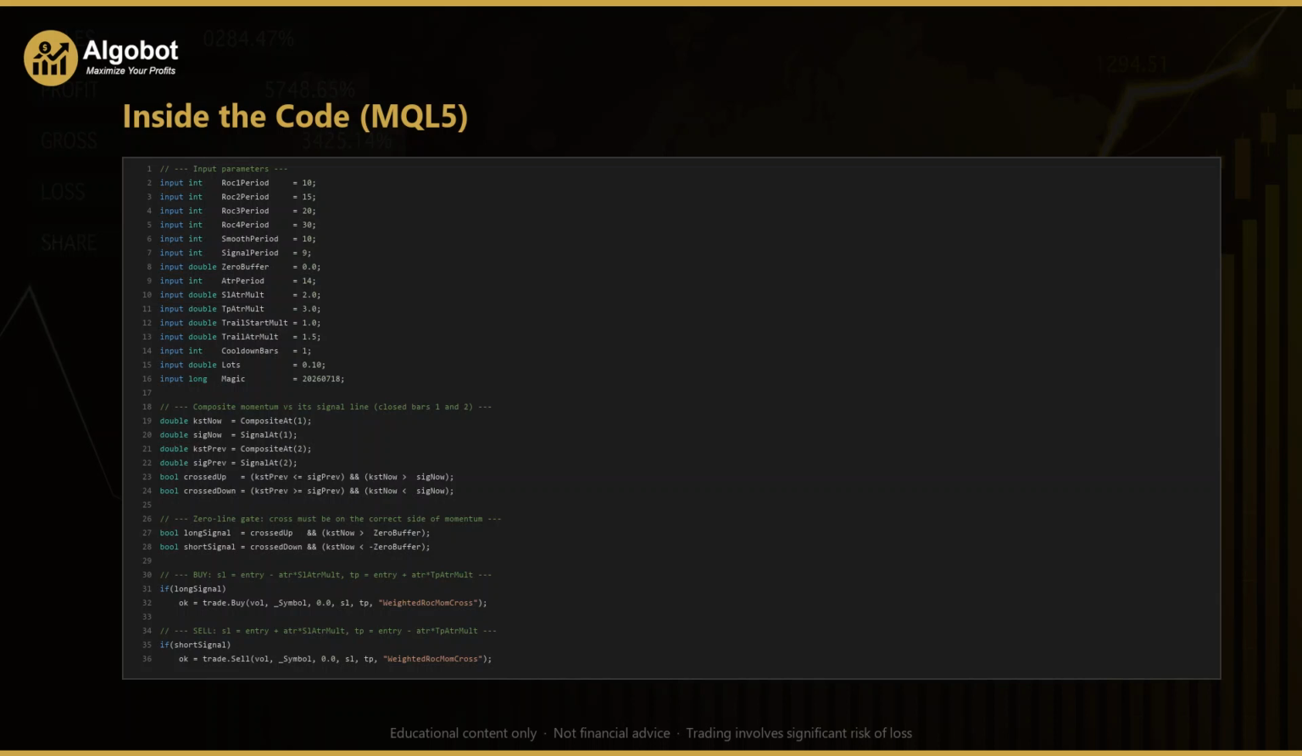The long signal is true only when crossed up is true and the composite is above the zero buffer. The short signal is true only when crossed down is true and the composite is below the negative zero buffer. Finally, the 2 trade calls. If the long signal is set, the code calls trade.buy, with the stop loss placed at entry minus the range times the stop multiplier and the take profit at entry plus the range times the take profit multiplier. If the short signal is set instead, the code calls trade.sell, with the stop loss above entry and the take profit below it by the same multiples. Both sides are symmetric, and every decision uses only closed bars.